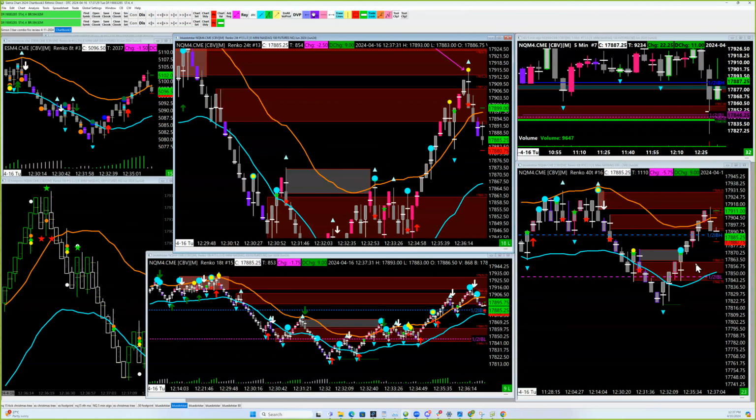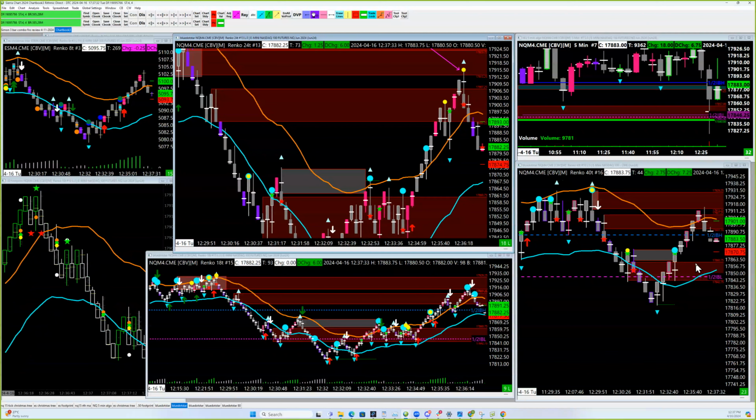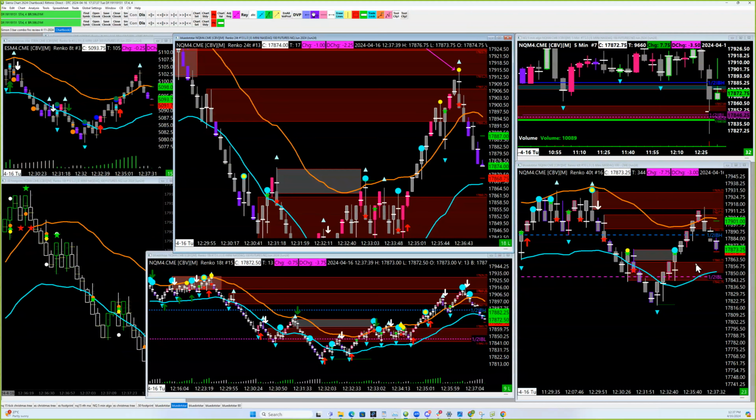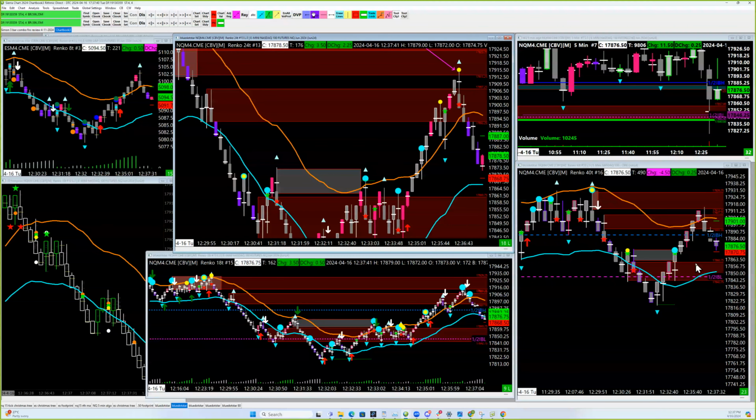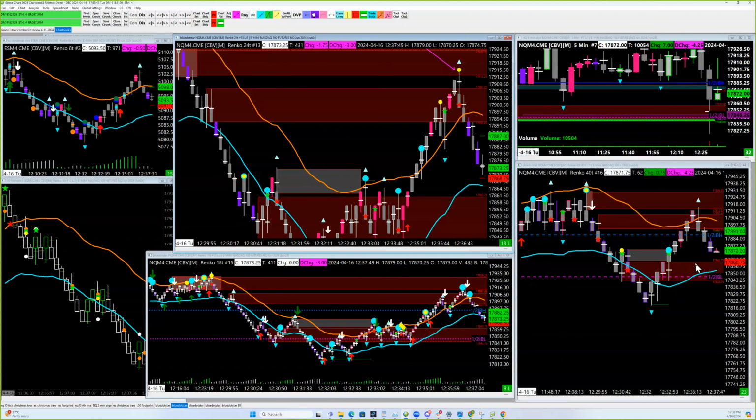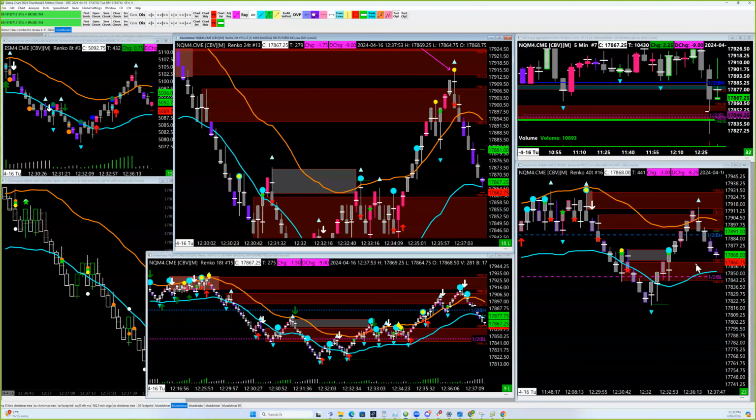I'm trying to target back to that 61 area. There's 82. Scale half. That leaves me quarter size. That was at 75. And I'll move the stop to break even at 99 and try to push it.